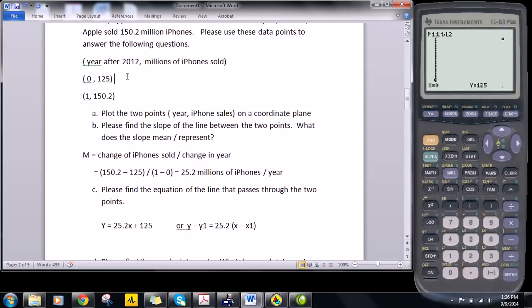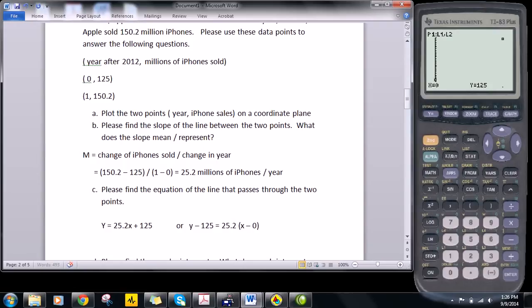Now it's probably easiest to use this point, 0, 125, right? So the 0, the x value, goes in for x1. So 0 goes here. And then the 125, the y value, goes in for y1, goes right here, right?